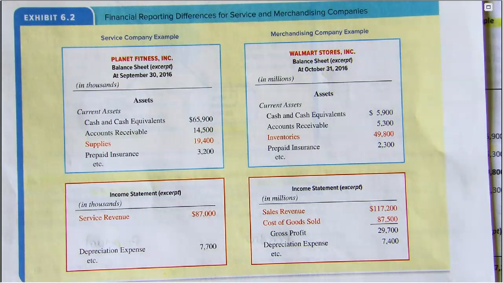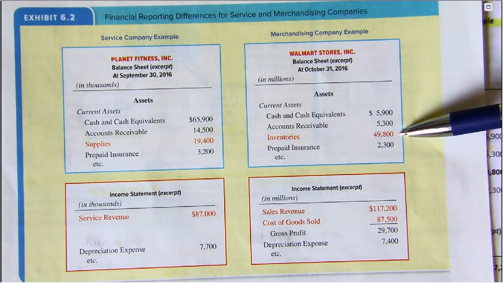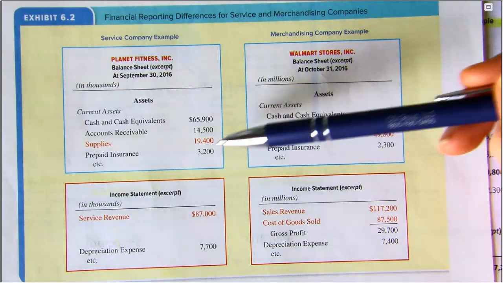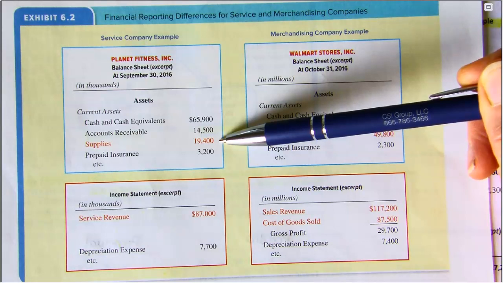Okay, first let's take a look at the balance sheet. A balance sheet of a merchandiser has a current asset account called inventory. An inventory item is a product that you're planning to sell to your customers. We mark it up to a selling price and then sell it. We don't see inventory here on Planet Fitness's balance sheet. It's a service provider, but we do see supplies. Supplies differ from inventory in that they are bought for internal use. We're not going to be marking them up and selling them to our customers.